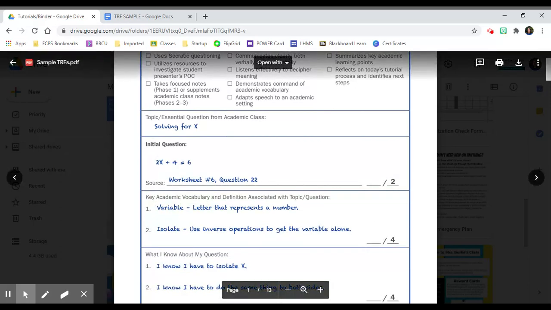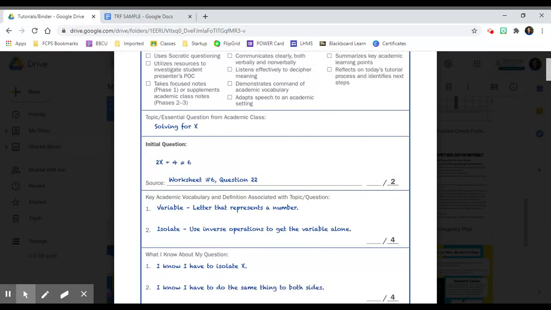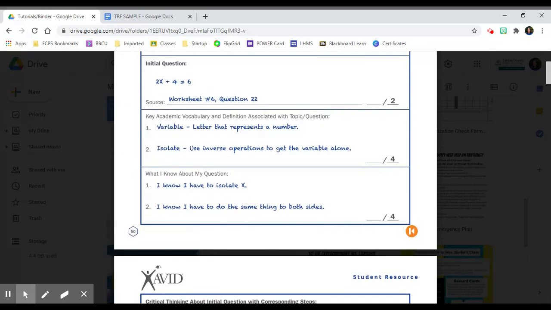The vocabulary to go with this problem. You'll notice that it's an equation. There's no words there, but the student knows they've been talking about variables and how to isolate. And so they pulled these vocabulary words because they go with this problem and they defined them. What do they know about their question? They know they have to isolate X and they know they have to do the same thing on both sides.